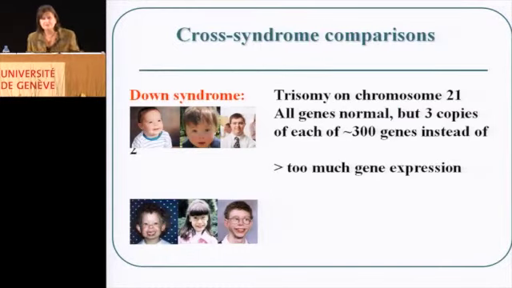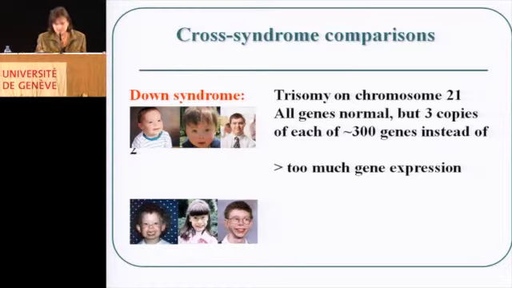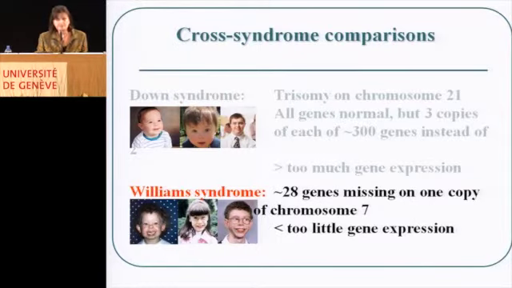So Down syndrome, trisomy on chromosome 21. All the genes are normal, but there happens to be an extra copy of some 300 genes on that chromosome. So there's too much gene expression in this case. Williams syndrome, 28 genes deleted, piece of chromosome 7. I don't have time to go into the details now, but if you want to ask about it, I can tell you much more about it. And here we have too little gene expression. They only have one copy of those 28 genes. The other copy has been cut out.